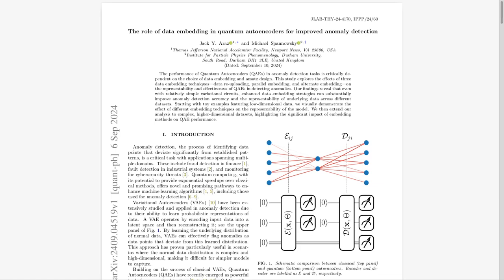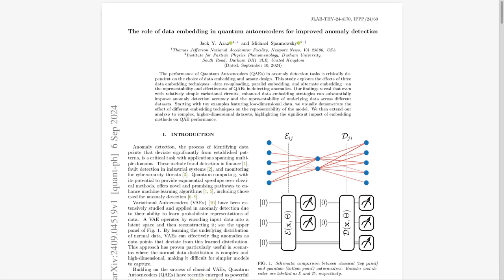Exactly, and that's where data embedding comes in. It's about how we translate the information we want to analyze into a format that a quantum computer with its qubits and superposition can actually understand and work with. So it's kind of like choosing the right language for the quantum computer to understand, right? Exactly. We have to speak its language. And this paper really dives into how different ways of preparing or embedding that data can drastically affect how well the QAE can actually detect those anomalies.